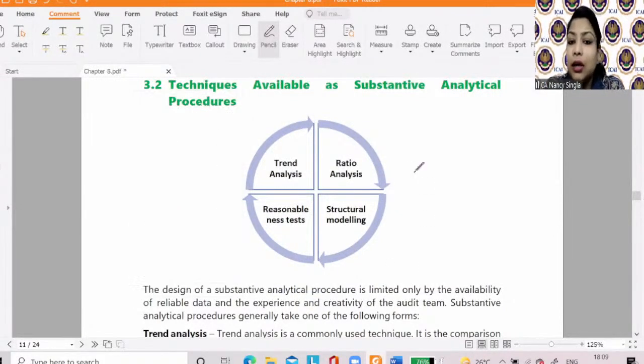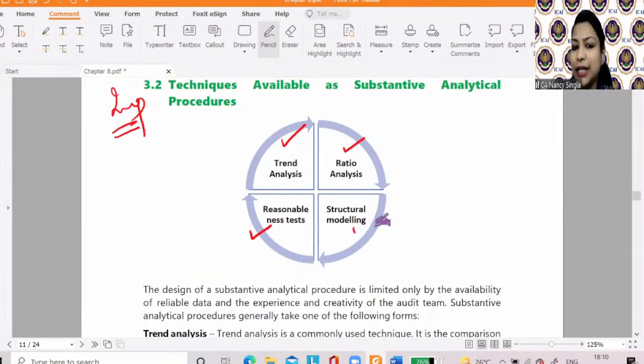Now, I have got a number of queries with respect to this topic which we are covering just now. Ma'am, what are the various techniques, what are the various types of substantive analytical procedures that an auditor can perform? Students, this is a very important topic because here you will be able to know what techniques can be applied. And also it is very easy. Wherever I have given you examples of applying analytical procedures, I have given you these examples only. But the formal names like trend analysis, ratio analysis, reasonableness test and structured modeling, you will be studying just now.